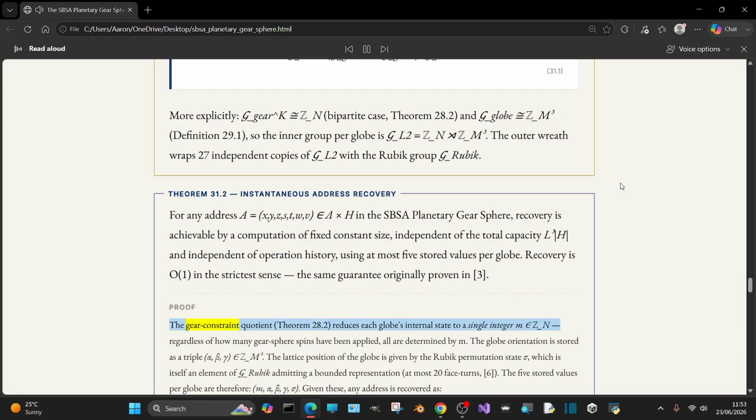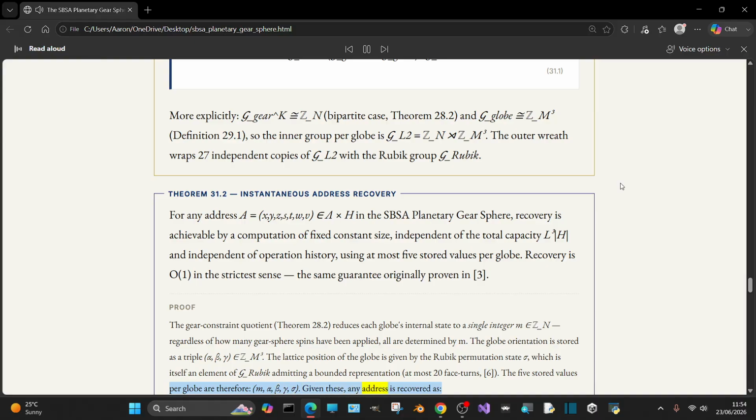Proof. The gear constraint quotient, theorem 28.2, reduces each globe's internal state to a single integer m, an element of n, regardless of how many geosphere spins have been applied. All are determined by m. The globe orientation is stored as a triple, alpha, beta, gamma, an element of m cubed. The lattice position of the globe is given by the Rubik permutation state sigma, which is itself an element of Rubik admitting a bounded representation, at most 20 face turns, 6. The 5 stored values per globe are therefore m, alpha, beta, gamma, sigma.